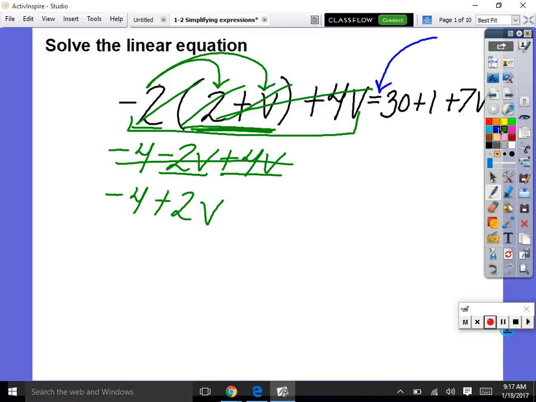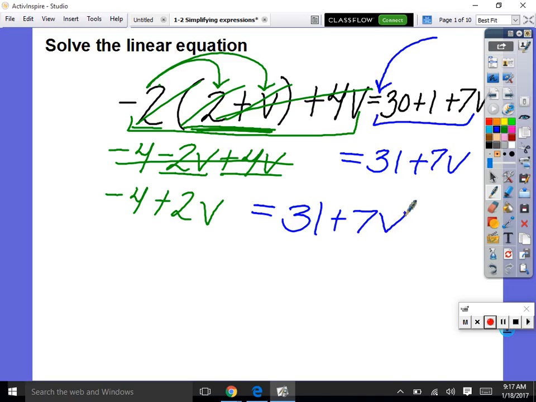Now let's focus in. I'll change colors. We have to keep our equal sign here, and we're going to focus in on this side. Combine like terms: 30 plus 1 plus 7v. Can we combine 30 plus 1? So we have 31 plus 7v, and that's all we can do, right? I'm going to put that down here. 31 plus 7v. Does everybody agree? Was everybody able to at least get about that far?